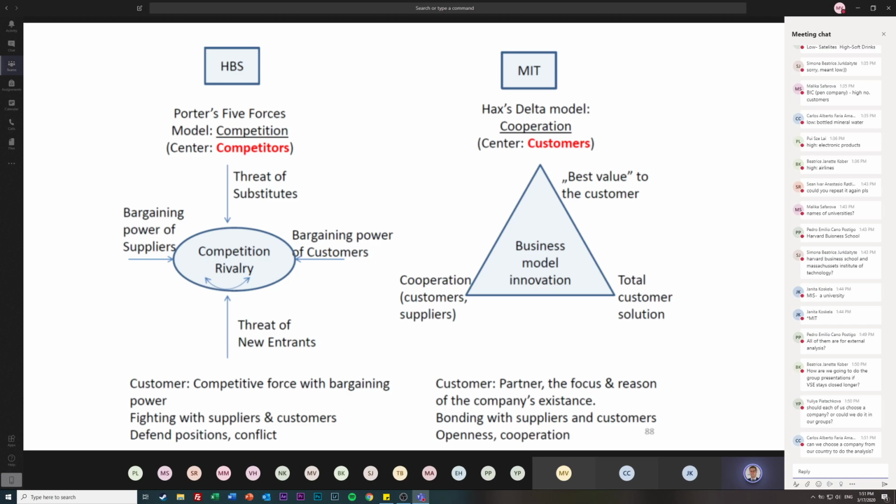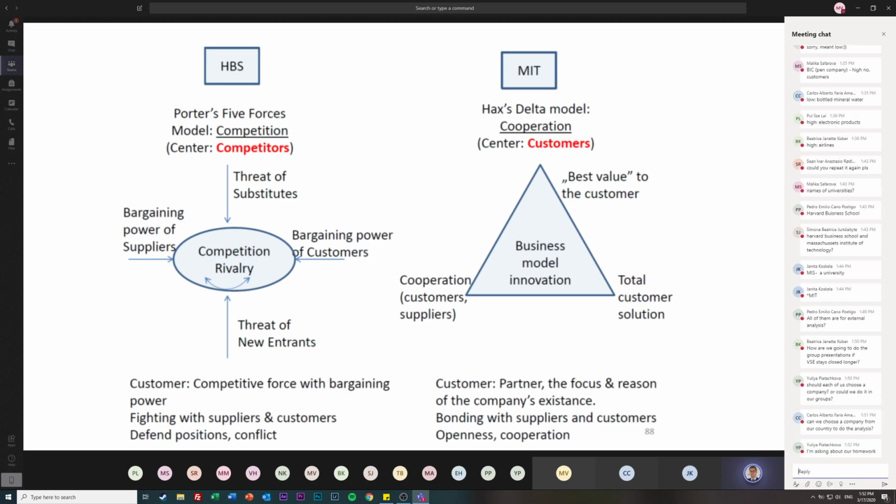The second question is from Yulia. Should each of us choose a company, or could we do it in our groups? Again, I would recommend you do it in your groups. I understand that some of you left the Czech Republic for the rest of the semester, but you can form different groups. It still has to be a group of at least two or three people. If you distribute the tasks into two halves, you can even do it in a double. So no worries about this.